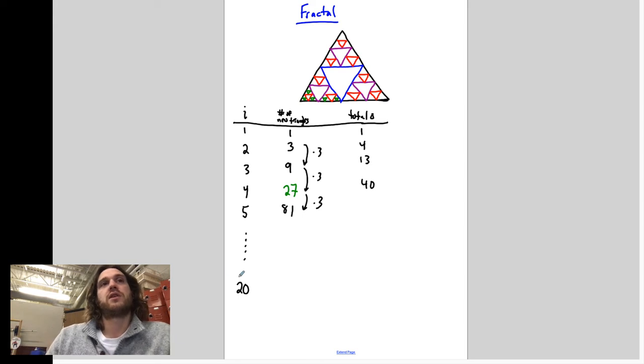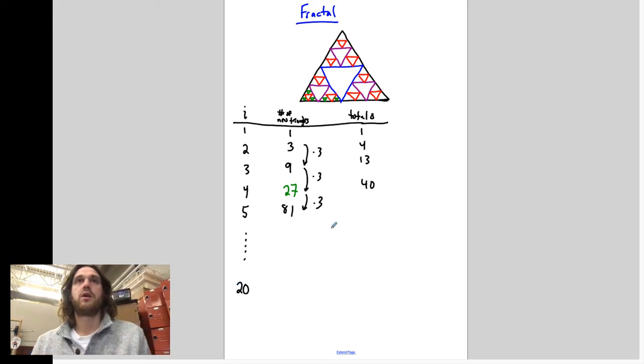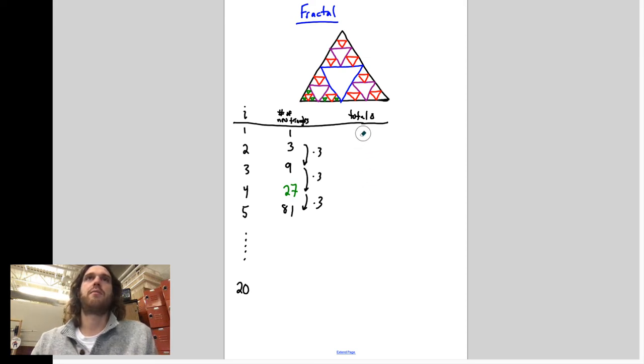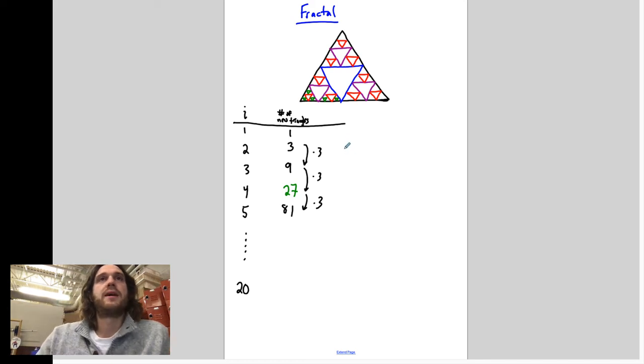So my question is, how many are there for step 20? Well, don't sit there and multiply by 3 until you get down to step 20 and complete the table. There's a faster way to do it because we're math people and we can come up with a pattern. Now that pattern is, these are actually the powers of 3. So step 2 is 3 to the first.